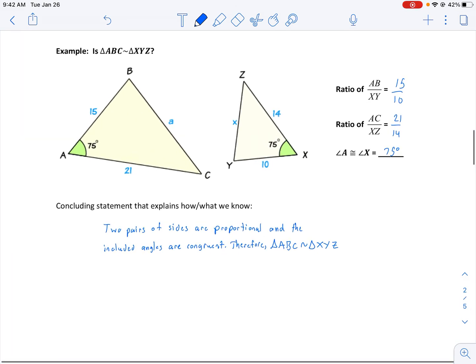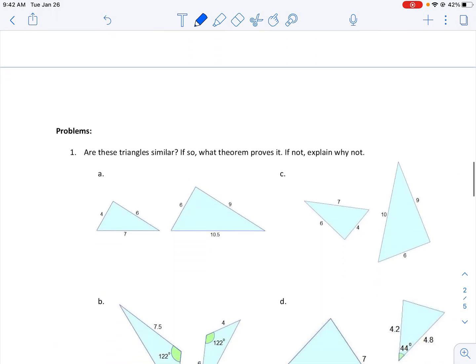Okay, and that's it. That's the new stuff. So let's go through some problems here. All right, are these triangles similar? If so, what proves it? And if not, why not?